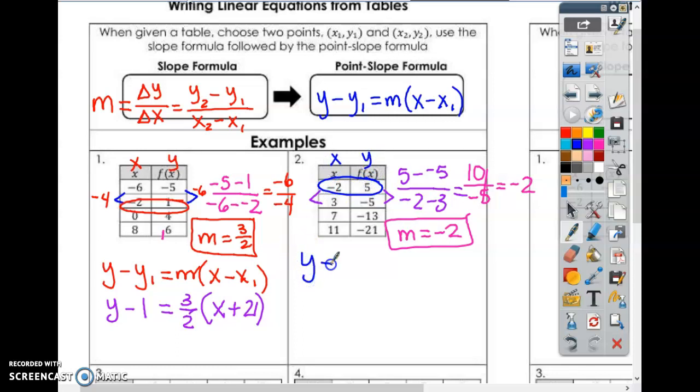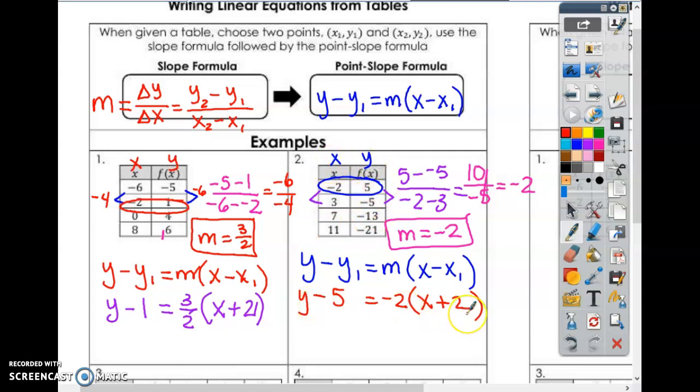So my formula, y minus y1 equals m parentheses x minus x1. I got that from here. Plug in the numbers. My slope is negative 2, right? My y is 5, so that's minus 5. And my x is negative 2, so that's x minus a negative, it's plus 2. Se cambia el signo. The sign's going to change. So we're going to type all of these points and this formula and make sure that it goes through all those points.